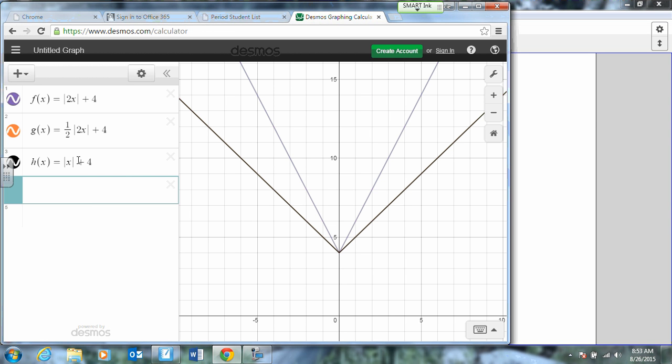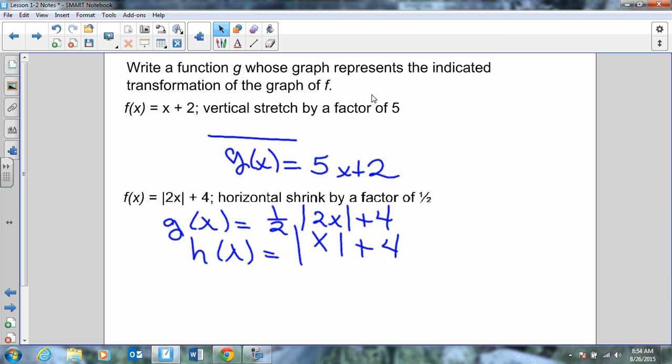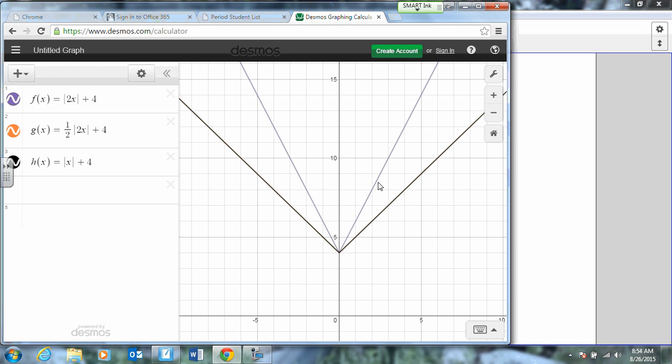Okay. All right. Now, did we do what we were asked to do? We were asked to give a function that is going to horizontally shrink it. Is it horizontally shrunk from the original?